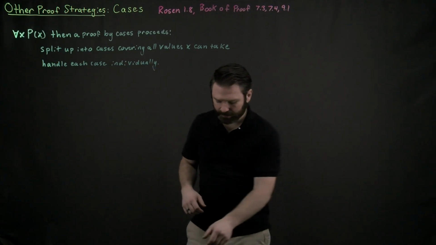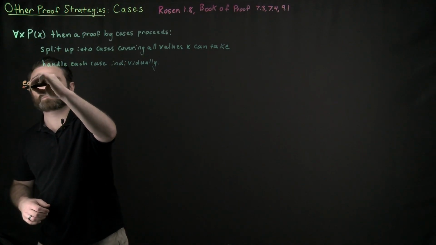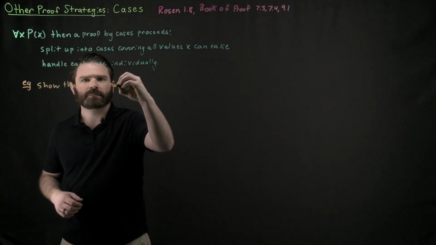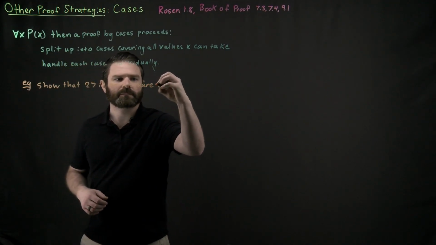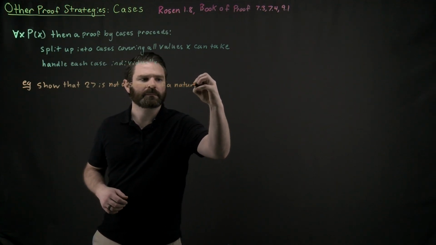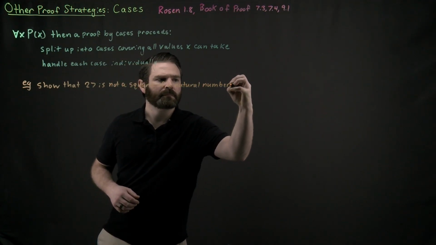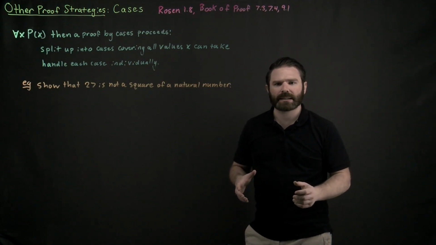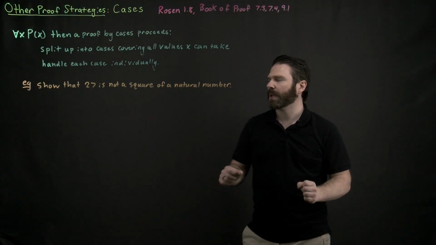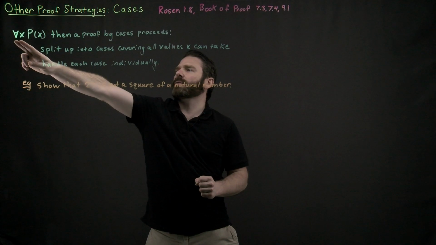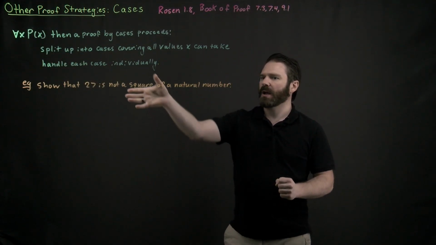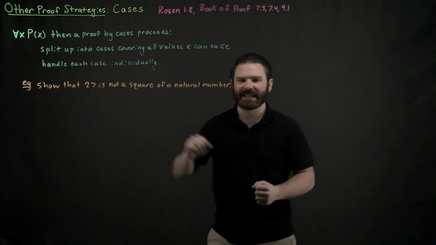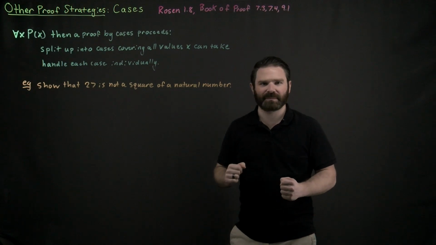So let's consider the following. Here, I want to show that 27 is not the square of a natural number. So it is one of these universal quantifier statements. I'm saying for every n, a natural number, n squared does not equal 27. And that is my propositional function p.